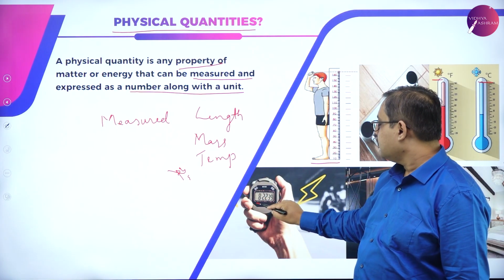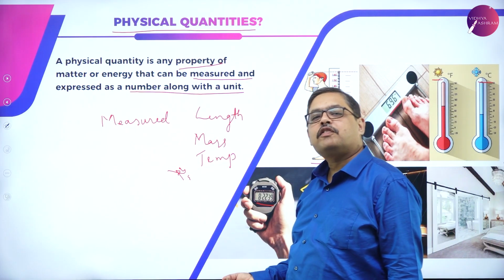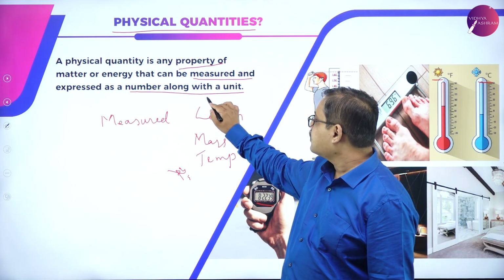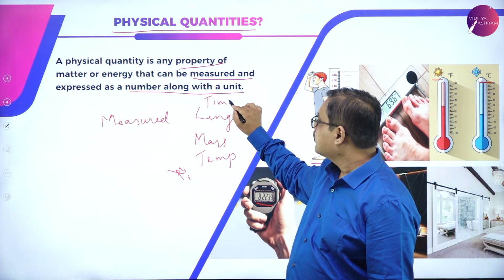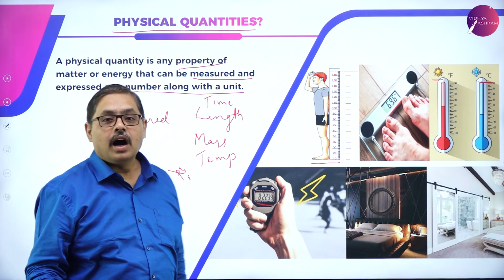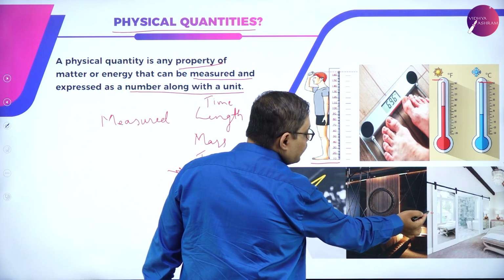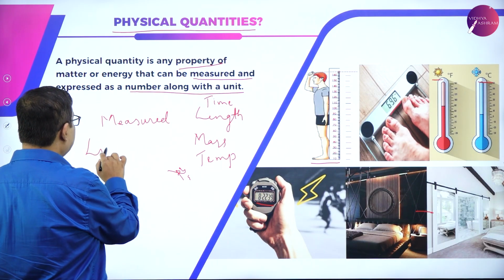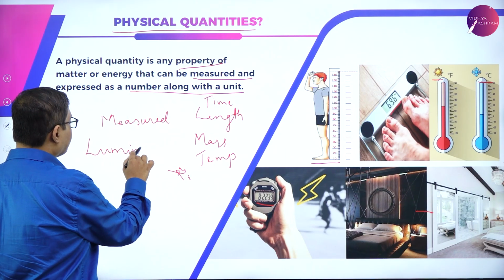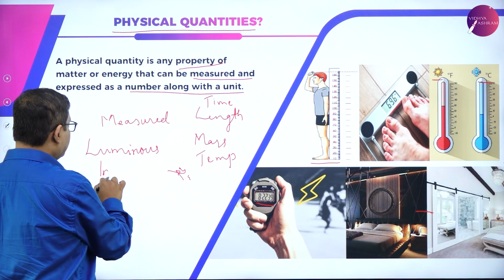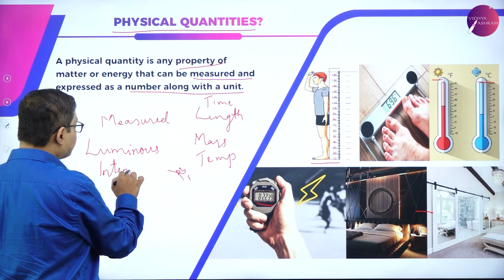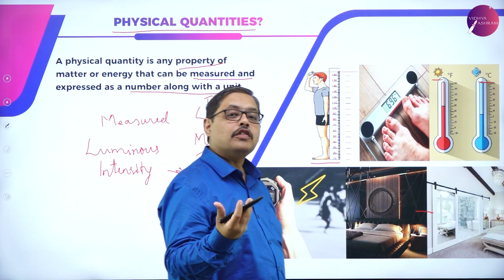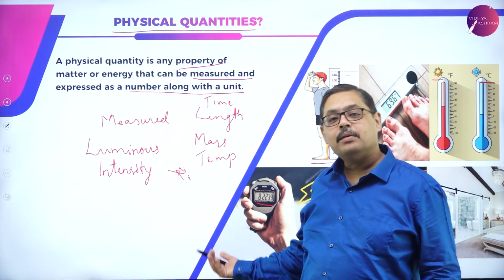I can measure the time, probably of a sprinter who takes 9 or 10 or 11 seconds to cover a distance of 100 meters. I am measuring time. I can also measure how dark or how bright a room is. Can you see that? This is called luminous intensity. So I can measure how bright or how dark a room is. These are a few of the physical quantities that can be measured.